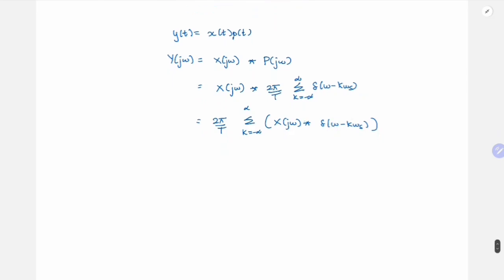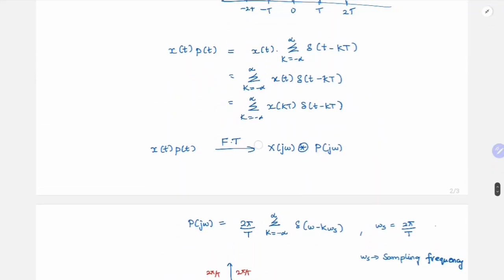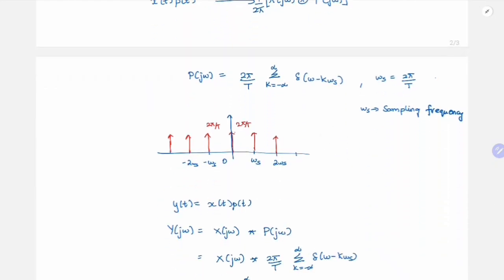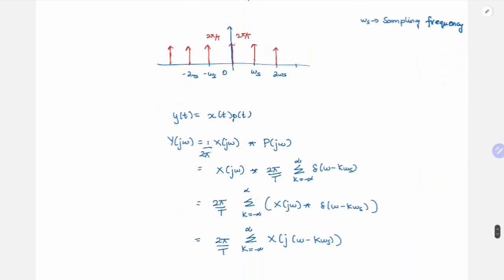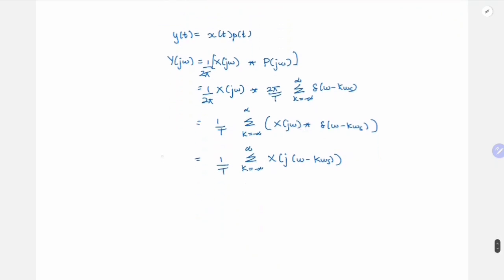So this is just an impulse. Convolution of anything with an impulse will just give a shifted version of the signal, right? So it will be 2 pi by T summation k equal to minus infinity to infinity X of j into omega minus k omega s. And if you recall, we actually forgot a factor of 1 by 2 pi. So this will be 1 by 2 pi into the convolution of this. So here also we'll have that 1 by 2 pi factor. Similarly, carrying it through, we'll only have 1 by T here. So this is our Y of j omega.